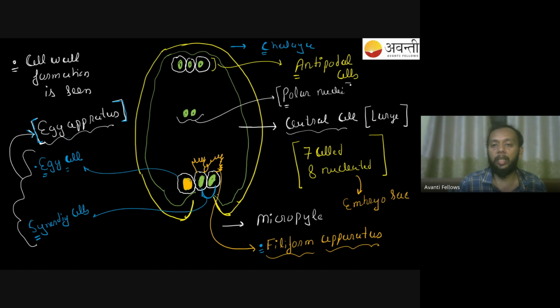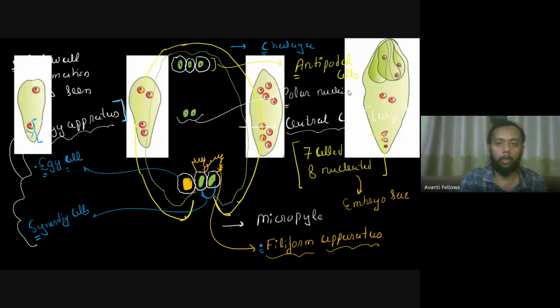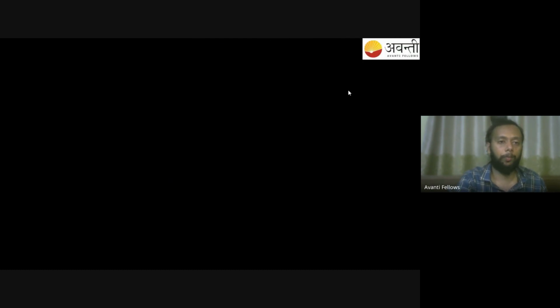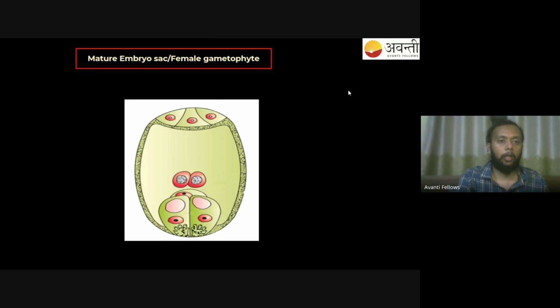So these are the labelings which you should all remember, because you will find questions coming based on all these labelings. Now let's try to see a few things over here. So that is something you cannot see right now, but this is how the 8-cell structure has been formed. So this is how the mature embryo sac is going to look.